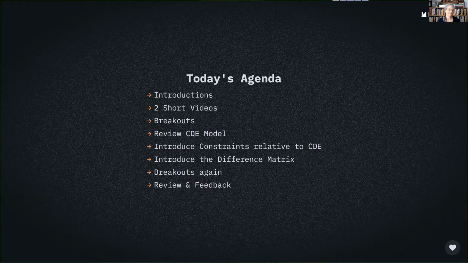So for today's agenda, we're going to do some introductions, both to each other and to social system mapping, sort of our purpose here. We're going to do two short videos about complexity. They're very short, but I think they have a lot of value. We're going to do some breakouts, and we might have just a couple. We're going to review the CDE model, which we talked about last time. We're going to talk briefly about constraints relative to the CDE model. We're going to introduce the difference matrix, and then we're going to do breakouts again and let you talk about what you want to do with the difference matrix, and then we'll do a brief review and feedback.